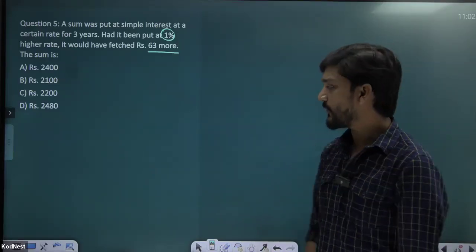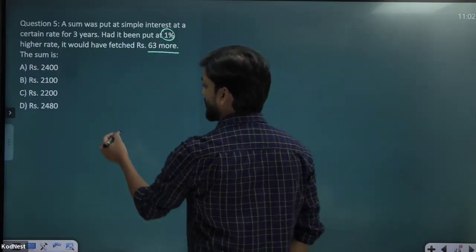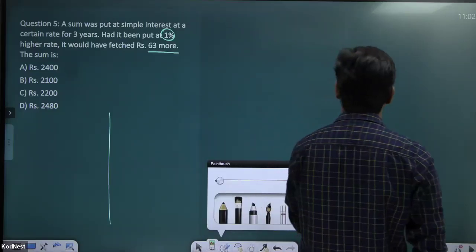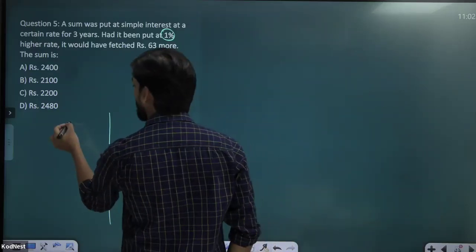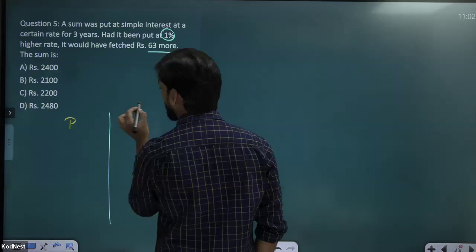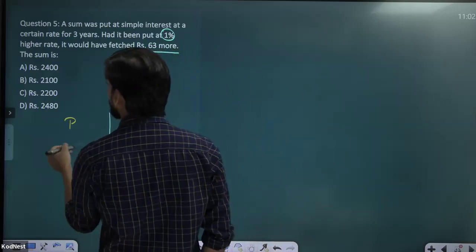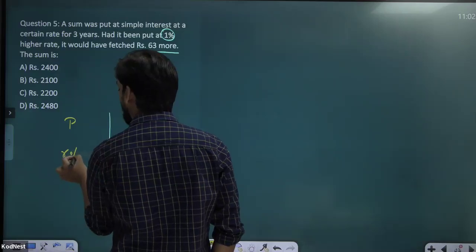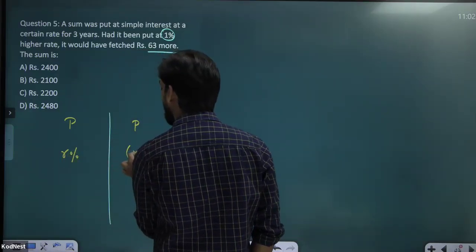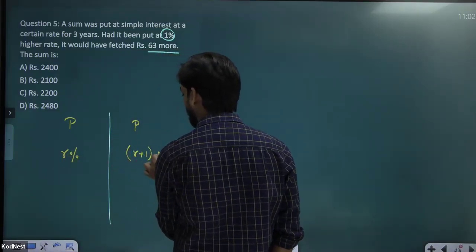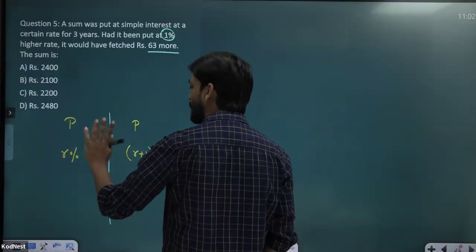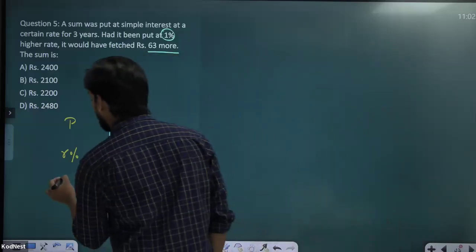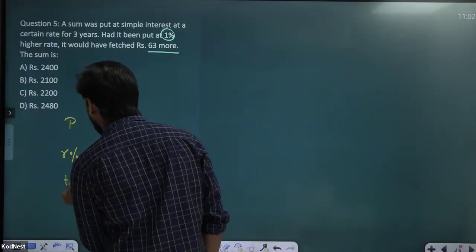Now, I will come back to this. First, I will apply the formula, then I will tell you the proportionality. How much money you have deposited, we don't know. The rate of interest is not given. But yes, for one person, it is R%. For one person, it is R plus 1%. How much is R? We don't know. All right. Time is 3 years for both. Time is 3 years.